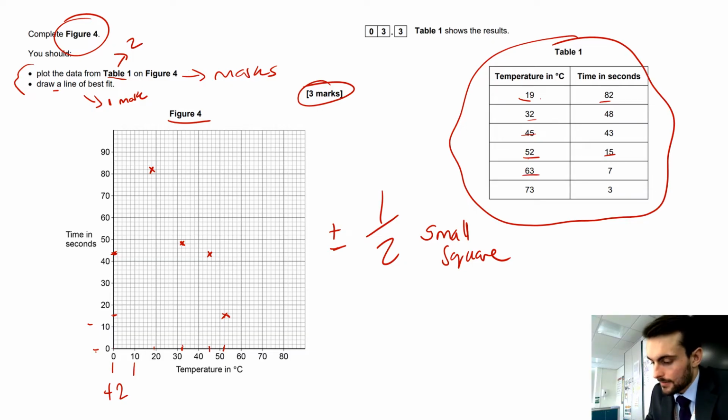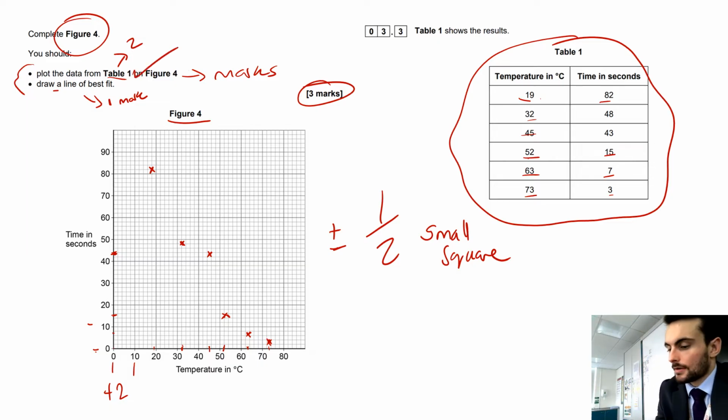63, temperature is 1.5 squares above 60, and then 7 is going to be 1.5 squares under 10 on the y-axis. So that's there. And then the last one, 73, is 1.5 squares above 70 on the x-axis, and then 3 is 1.5 squares above 0. So there's your plots, done.